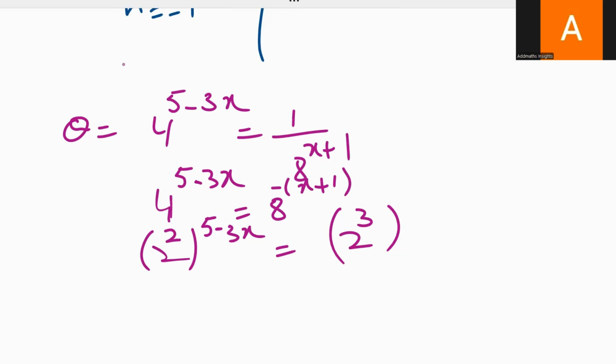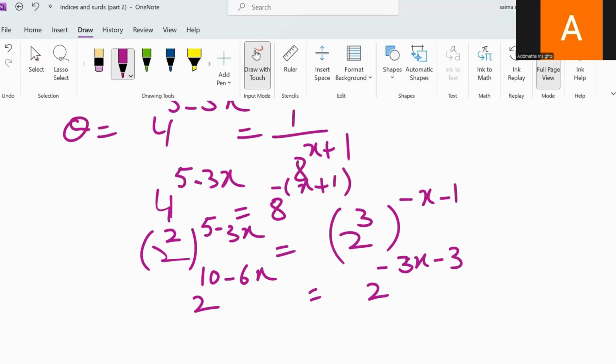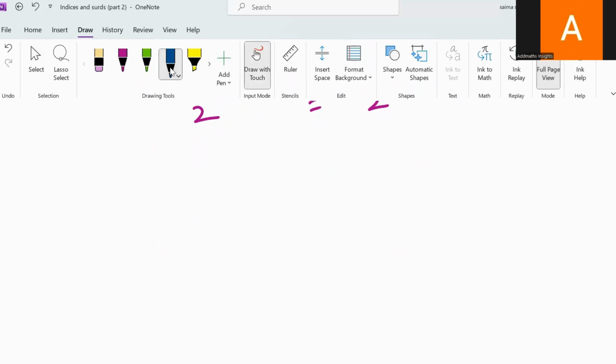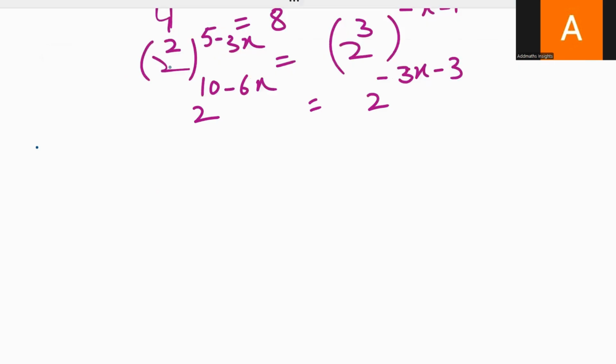And you can open this and write minus x and minus 1. Now we apply the laws of indices, multiply, it will be 10 minus 6x, and here it will be 2 raised to the power minus 3x and minus 3. Now you observe that the bases are the same and you can easily solve them. So you can write, cancel it, and you can write 10 minus 6x is equal to minus 3x minus 3.